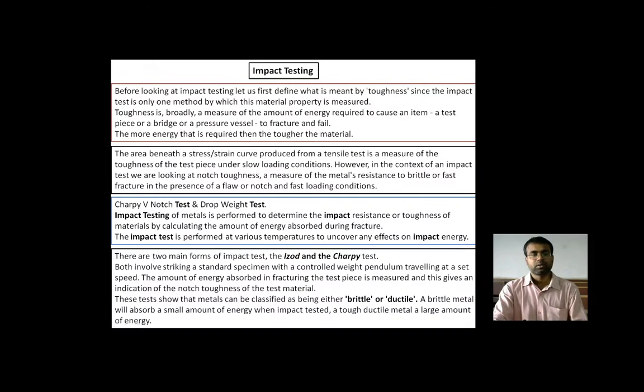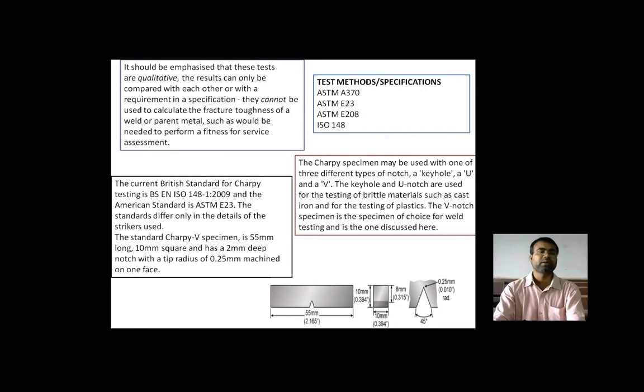So that is how this particular brittle and ductile tendency is to be checked by this impact test. Now, further regarding this impact test, how this test is to be performed, by which standard these are followed, and the various aspects which need to be considered regarding the performance of this test.